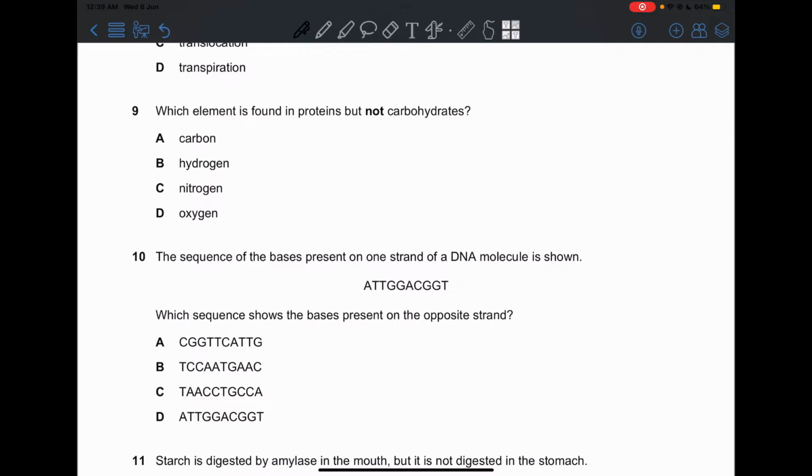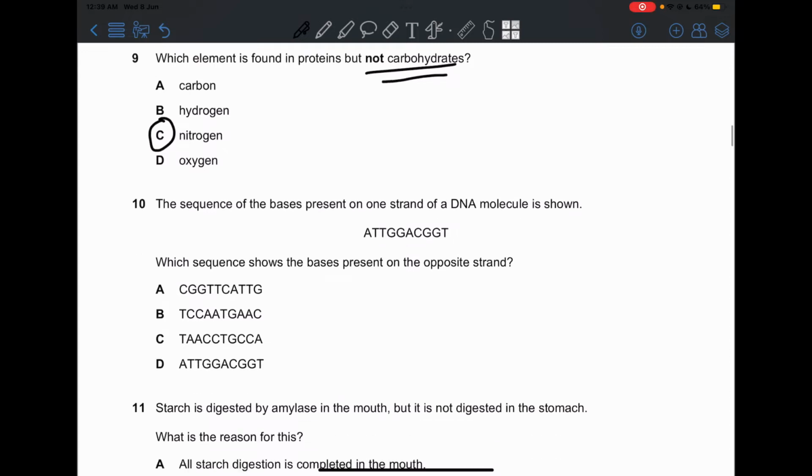Now, number 9, which element is found in proteins but not carbohydrates? So we know that proteins actually have nitrogen, and it is not in the carbohydrates. This is the only element that is found in the proteins but not carbohydrates or fats, for example. So our answer is going to be C.